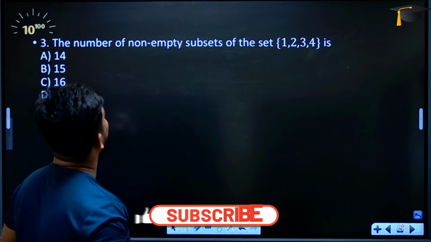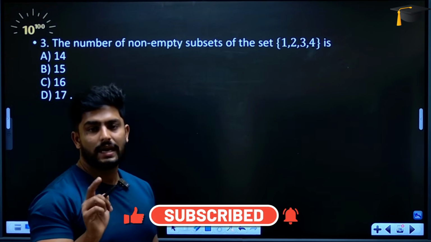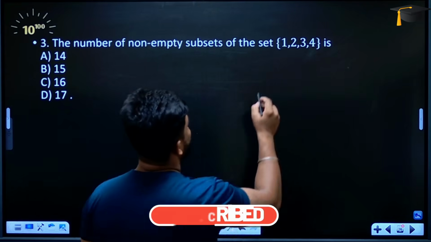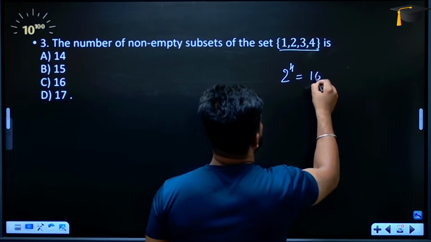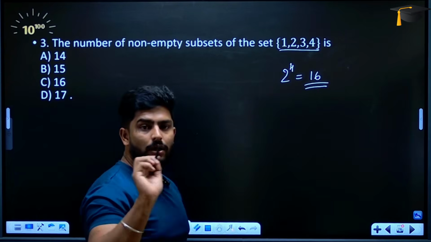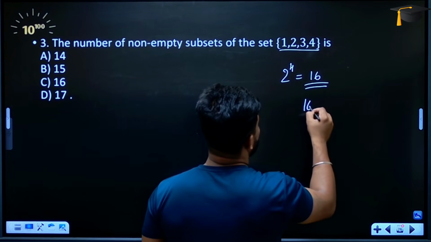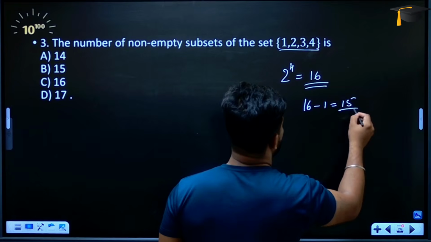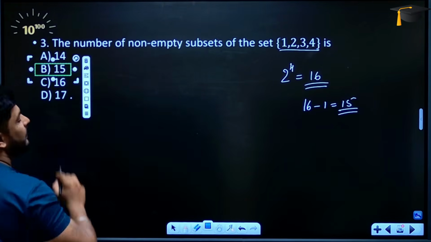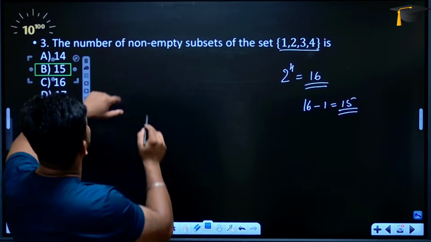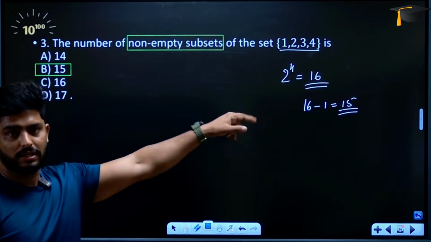Next, number of non-empty subsets of this set. Okay, so this is another question. Please understand. When it comes to the number of subsets, the number of elements is 4. It is 2 to the power 4, and 16 subsets normally come. In that, an empty set will also be there, correct? So removing the empty set, 16 minus 1 is 15. So that means option B, 15, is the right answer. Because it's a non-empty subset, one empty set comes, so we have to remove that.